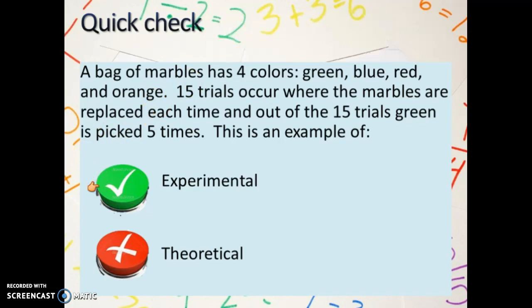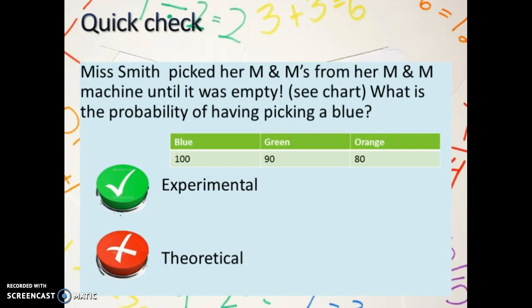Miss Smith picked her M&Ms from her M&M machine until it was empty. What is the probability of having picked a blue? Is this an example of experimental or theoretical?